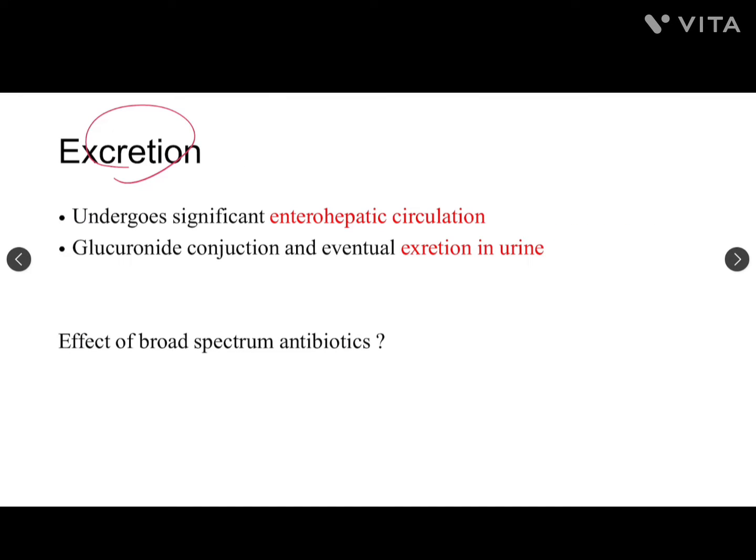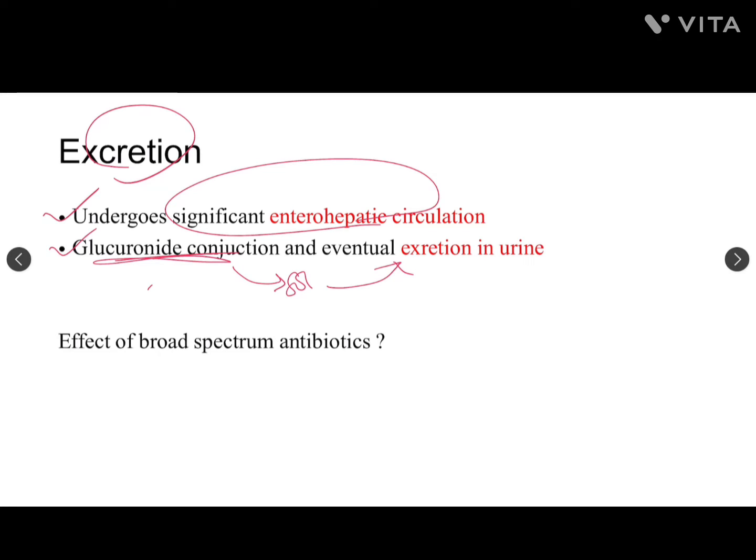Excretion. Now we will discuss how this estrogen is excreted from our body. First point that I want you guys to remember is that it undergoes significant enterohepatic circulation, right? Second point is, at the end of the day, how is estrogen excreted out of your body? It is through urine. Estrogen gets a glucuronide conjugation, it becomes water soluble, and after it becomes water soluble, it is finally excreted in urine.